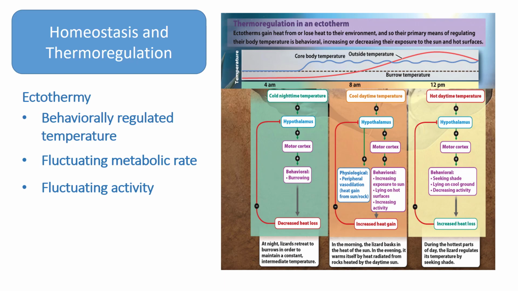Although they can achieve activity levels similar to those of endotherms when their body temperatures are similar, ectotherms cannot sustain prolonged activity. Endotherms are sometimes referred to as warm-blooded and ectotherms as cold-blooded, but these terms are misleading because, depending on the environmental conditions, ectothermic animals can have core body temperatures higher than endothermic animals.